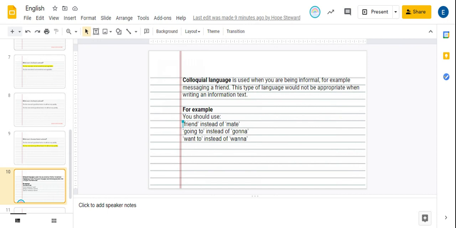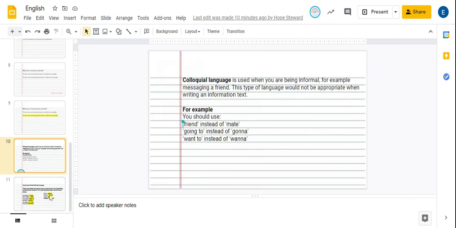Now, if we skip to colloquial language. Colloquial language is used when you are being informal. So, this is a type of language that's informal. You might use this when messaging a friend. So, for example, you need to use words like friend instead of mate, or going to instead of gonna, or want to instead of wanna. It just makes your writing sound more formal, so you should avoid informal language like that.